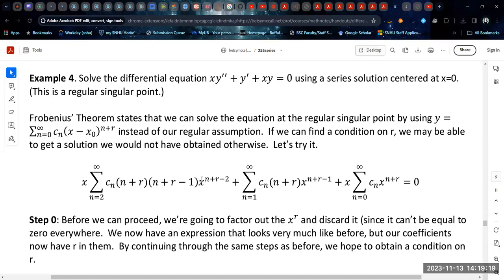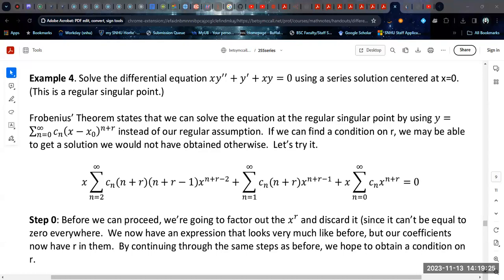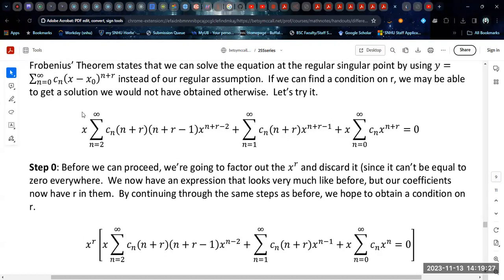Again, we're going to center this at 0 using this trick. That's the example that we're going to walk through. So again, we will take the derivatives normally. This will replace anywhere we had an n with n plus r. And then, of course, n minus 1 would be n plus r minus 1.